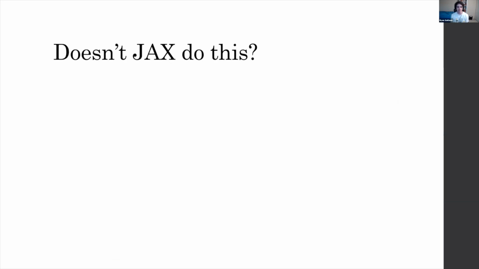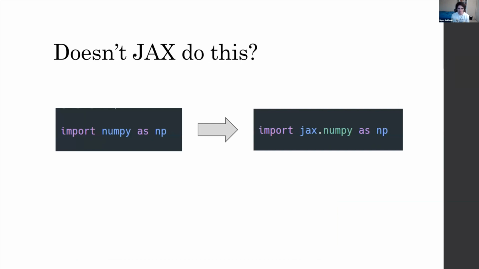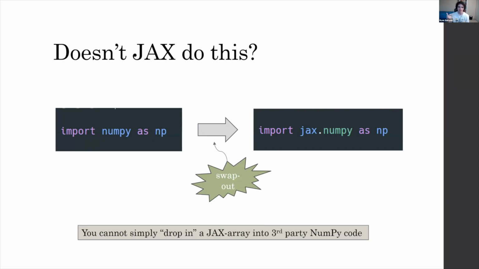Doesn't JAX do this already? Well, JAX doesn't provide drop-in automatic differentiation. It provides swap-out automatic differentiation. So in order to use JAX's NumPy code to add autodiff, you need to write your NumPy code using JAX's NumPy, not using vanilla NumPy. So if someone else, some third-party library, already wrote their code with NumPy, you can't go and swap out their NumPy with JAX's NumPy. So you can't simply drop a JAX array into third-party NumPy code, is what I'm saying. And also, JAX has limited support for NumPy. You can't do in-place operations, for example.